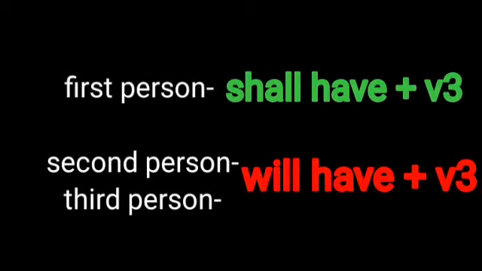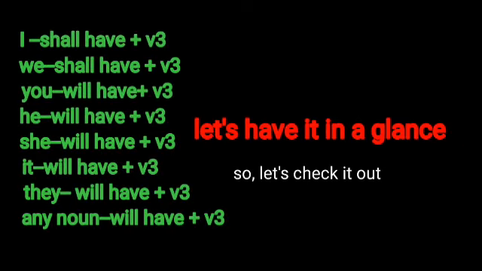As we have categorized those 8 words into 3 different categories, for the first category, that is first person, that is for I and we, we use shall have plus V3. And for the second and third categories, that is for you, he, she, it, they, and any noun, we use will have plus V3.